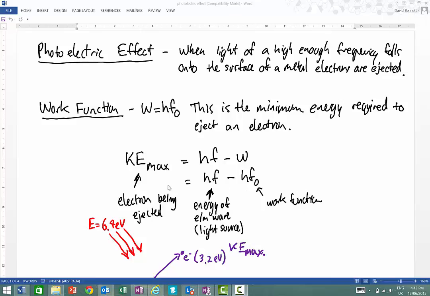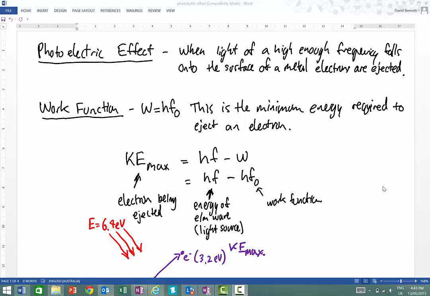Now Einstein came up with an equation. The equation is EK max, or the energy of the electron being ejected, is equal to hf minus W. So hf is the energy of the light that's coming through, and W is the work function. The difference between the work function, or the threshold energy there, and the energy that's coming through will determine if the electron will be ejected from the surface, and then also how much energy it will be ejected with.